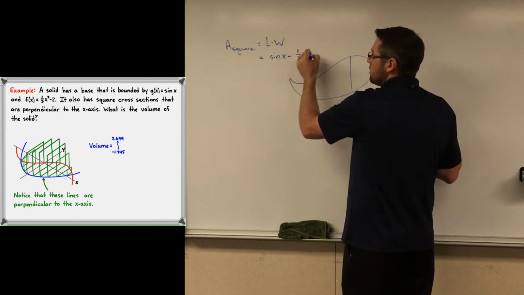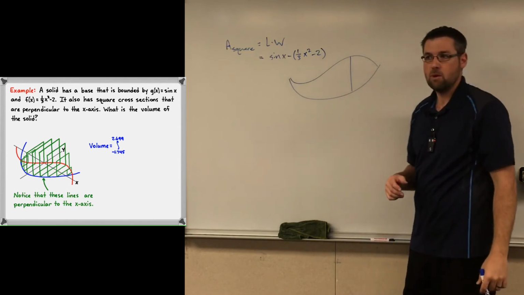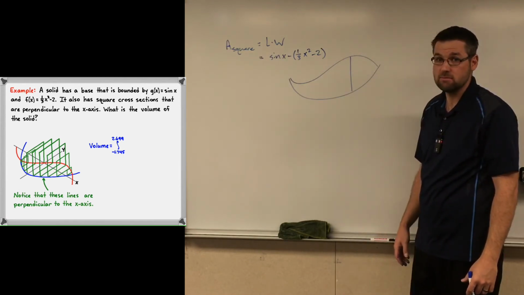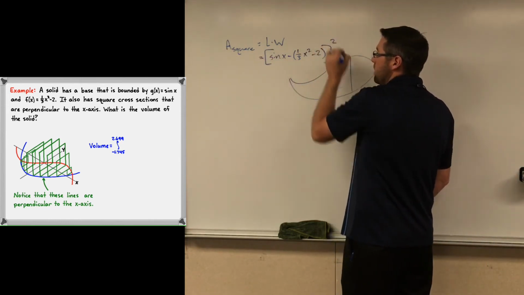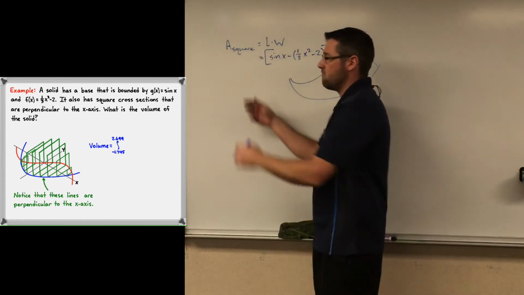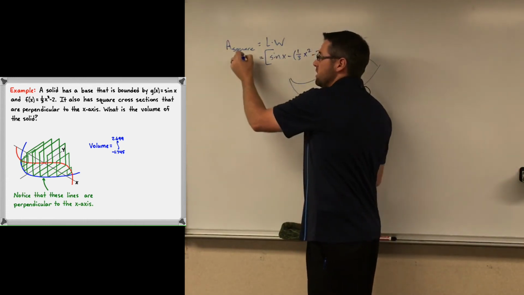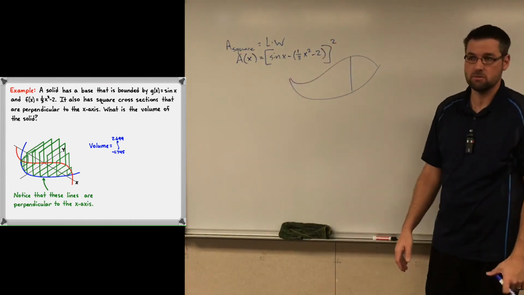1/3 x squared minus 2, and put that in parentheses. That's the length. What's the width? It's a square, right? So it's the same thing. So I'm going to take all of this and square it. Now this is the area of the square. So it's the area of the objects, the cross sections, in terms of x. Right? Because these are all x variables.